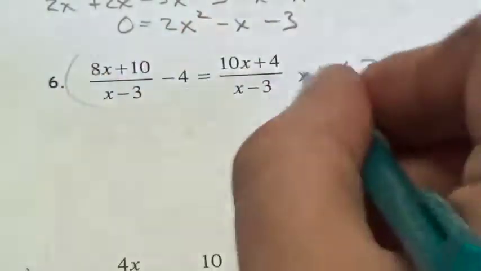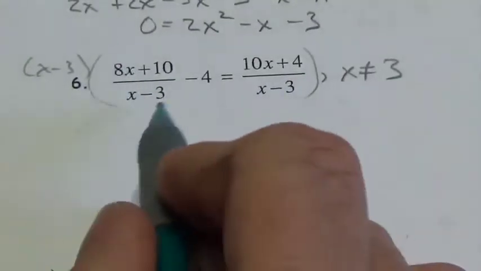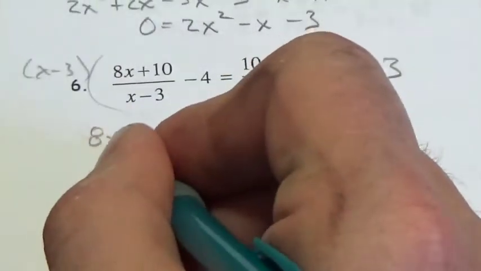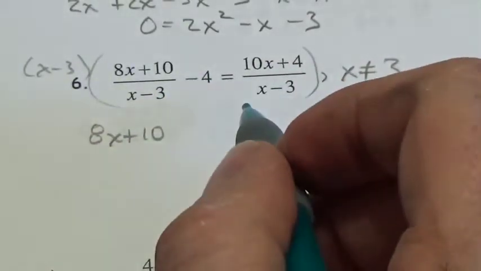And now what I'm going to do is multiply everything through by that x minus 3 to get rid of it. Now, in that first term, it's going to cancel. I'm just going to be left with that 8x plus 10. It's kind of cool. Over here, there is no denominator.